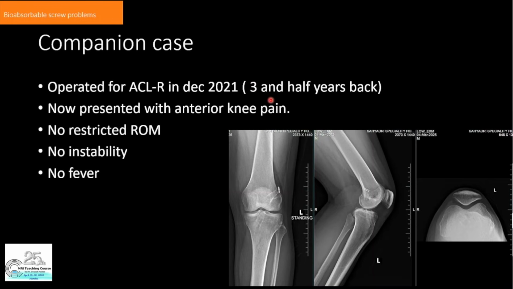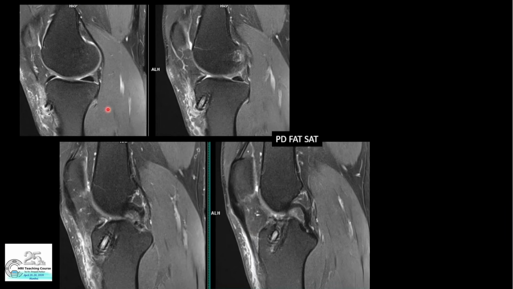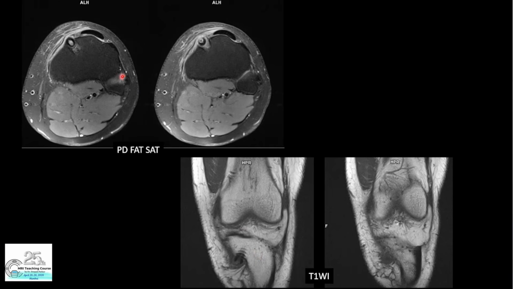Another companion case, this fellow presented 3.5 years later with anterior knee pain, no stiff knee, no lax knee, no fever, plain x-ray is non-contributory. And on MR we can see that the screw has started popping out through the exit tunnel. And on actual images, one can make out that there is a little bit of soft tissue hyperintensity surrounding the screw, which is also appearing hypointense, but there is no fever. So what are we dealing with?